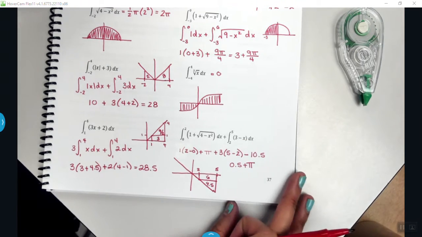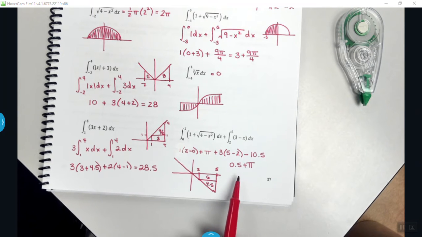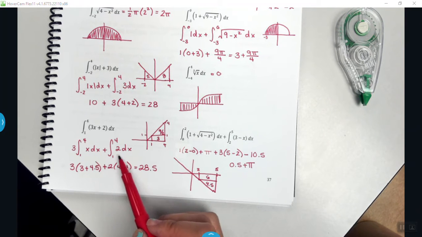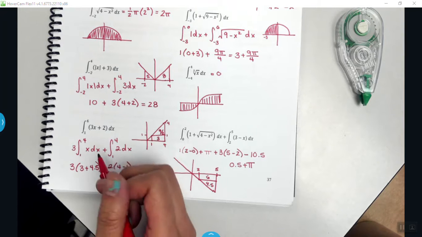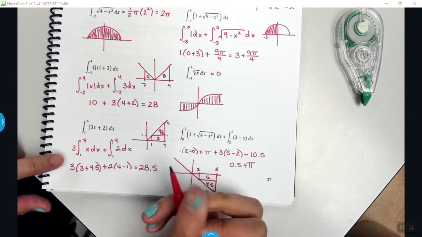Okay, I got 0 for this one, 28.5 for this one, and 0.5 plus pi for this one. Did anybody get anything different from what I got? Yes? Which one? The last two? Did you split your integral up? Okay, so this one should have been fine, right? And then the 3 I pulled out.